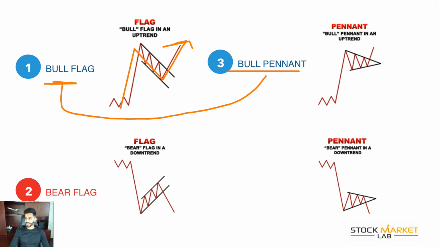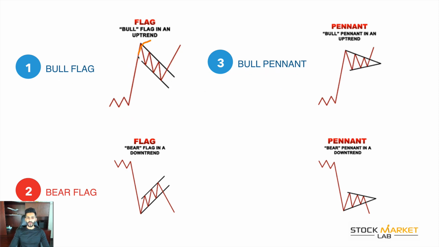The only difference is the formation here looks like a flag and the formation here looks like a pennant. But the idea behind both of them is the same exact thing. Stock makes a major move up, takes a break, continues. Same idea, just a slightly different formation.